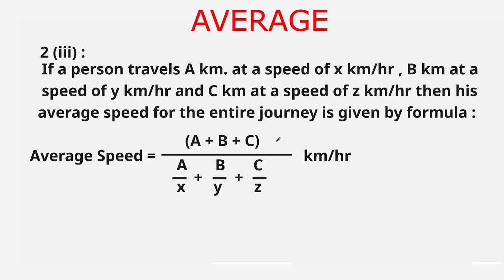So the average speed is total distance divided by total time. And this average speed is in kilometers per hour. We will learn to use this formula by one example. We go to the example.